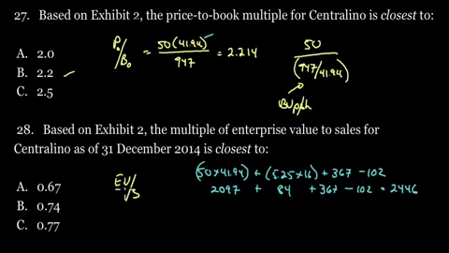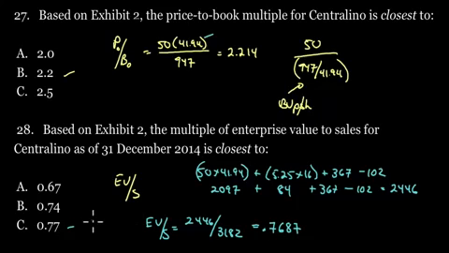I know my denominator, I can simply look it up, so on enterprise value to sales, I'll get 2446 over 3182. 3182 was given to us in the text of the problem, not so much in the exhibit, but in the text of the problem. This is 0.7687, 0.77. We'll round it off to 0.77.